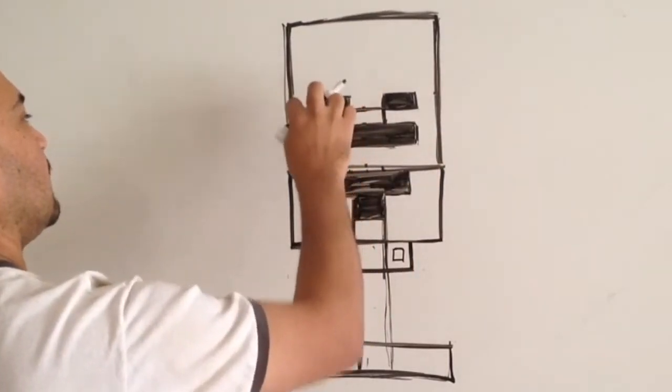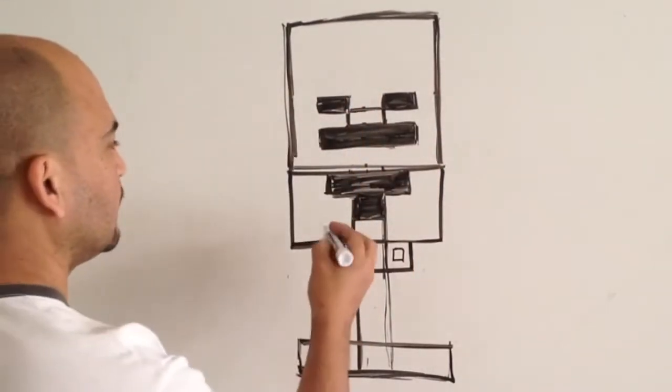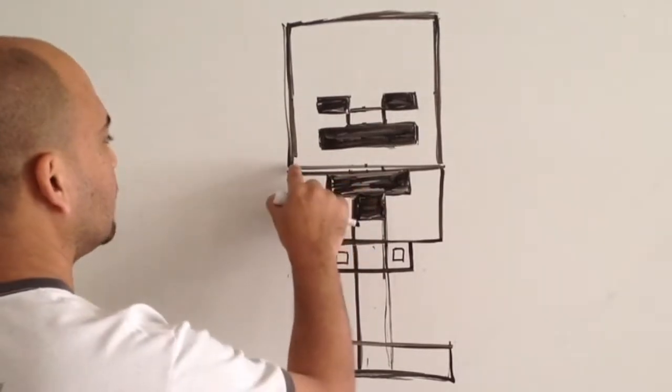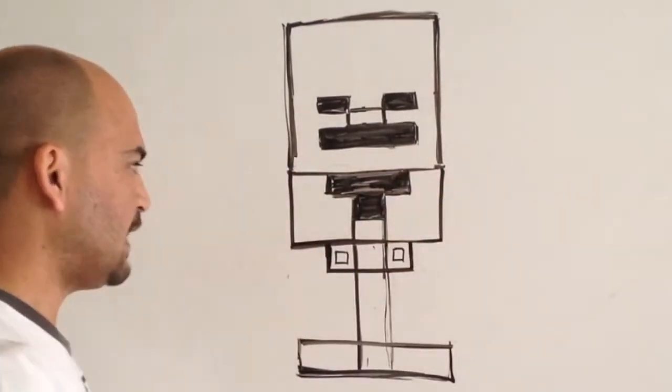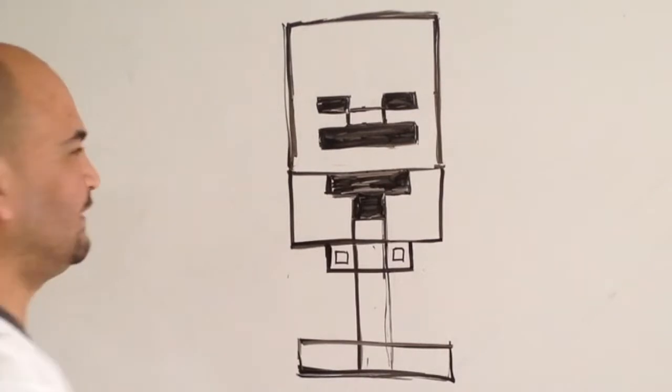All right, I'm just cleaning it up because I want to see what we're doing here. And it looks like we're doing pretty good. So, now, what do we need? We need some arms, right?